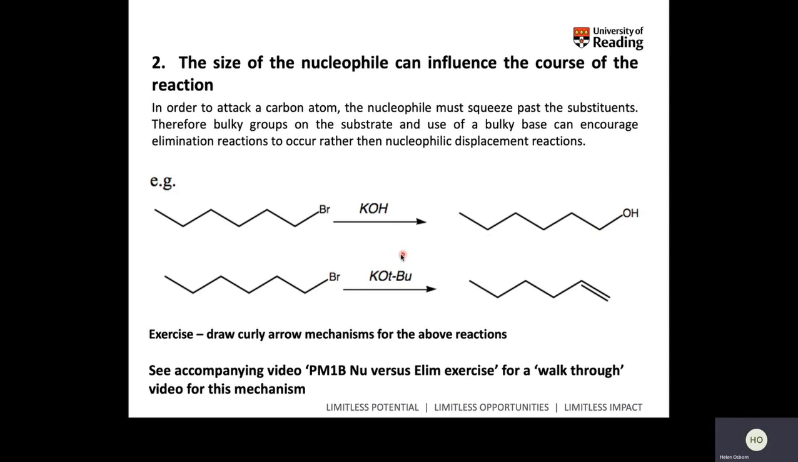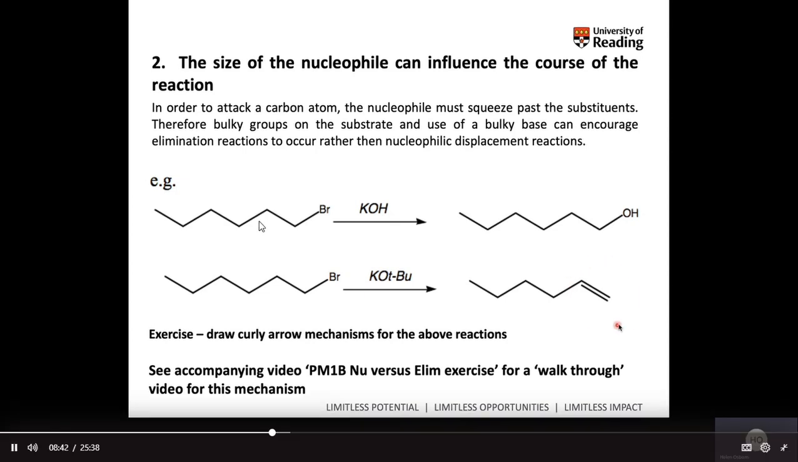In contrast, if we were to use a very big negatively charged species, then that's so big that it's not able to actually access the carbon. There's too much steric hindrance, that would require far too much energy. So instead, it's going to access a more sterically accessible area, such as a hydrogen. When it does that, we'd have the hydrogen removed and the leaving group removed, so we'd be doing an elimination reaction, which would give us an alkene.